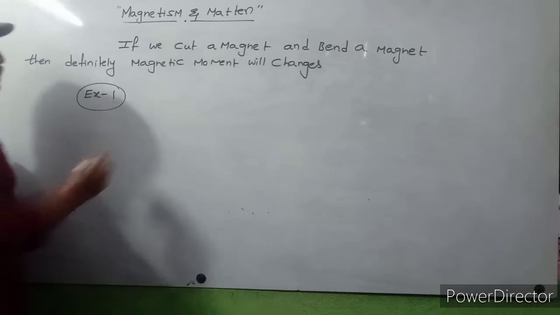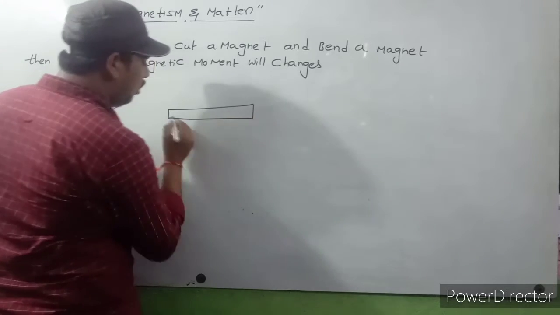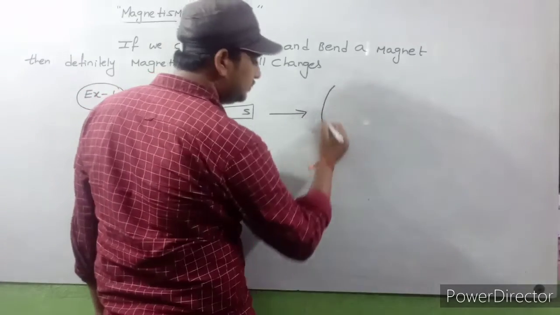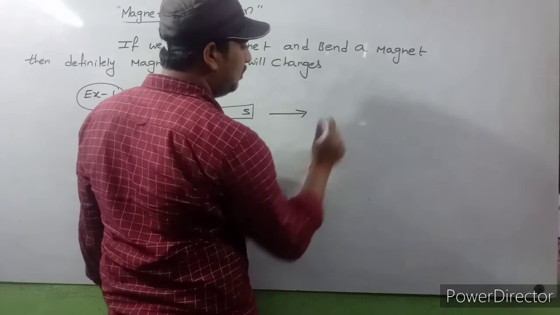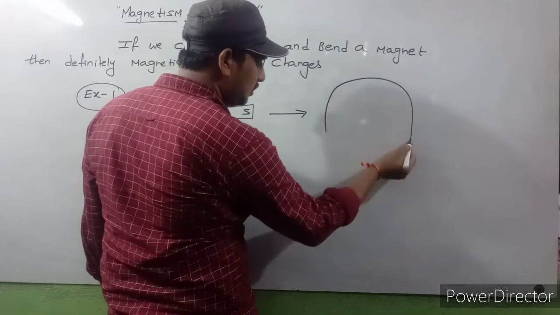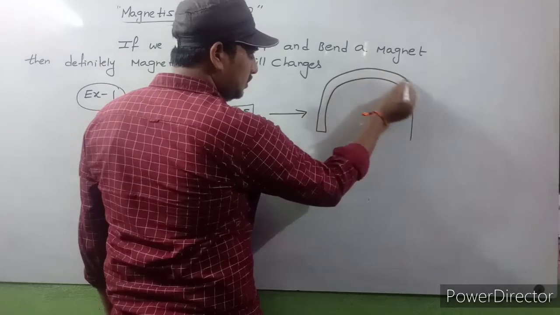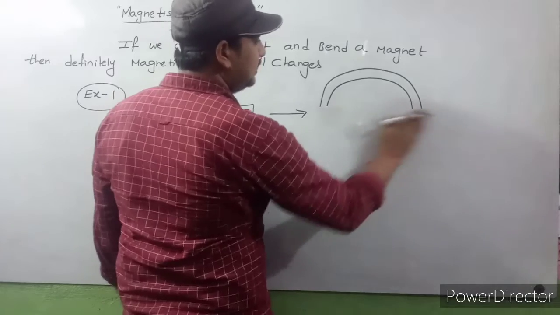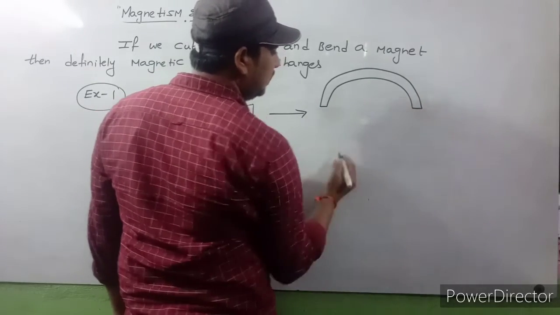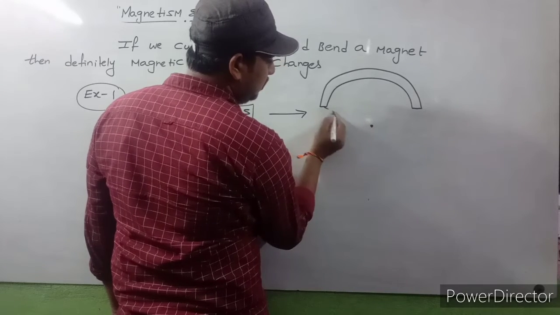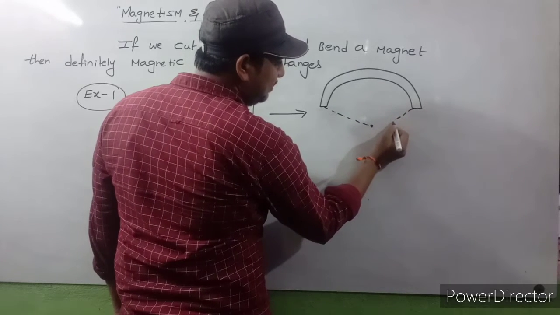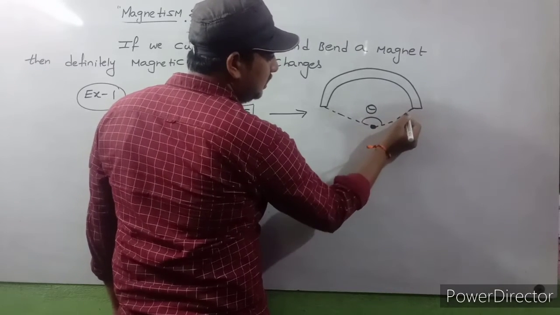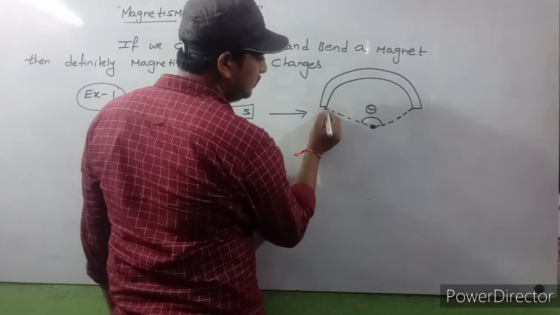Observe carefully. If one bar magnet is there, this is a bar magnet, this is the north pole, this is the south pole. This bar magnet is bent in the form of like this. The bar magnet is bent like this. So this is a center. These ends make some angle with the center. This is angle theta, the two ends of the bent magnet.